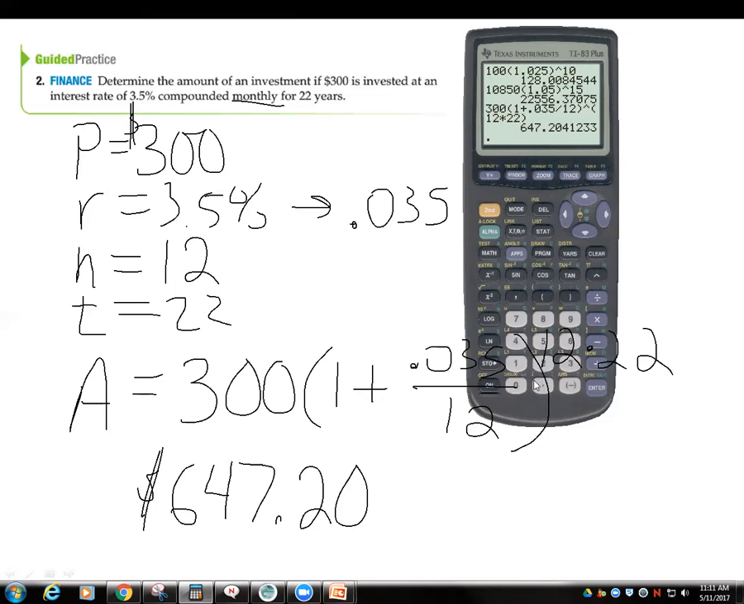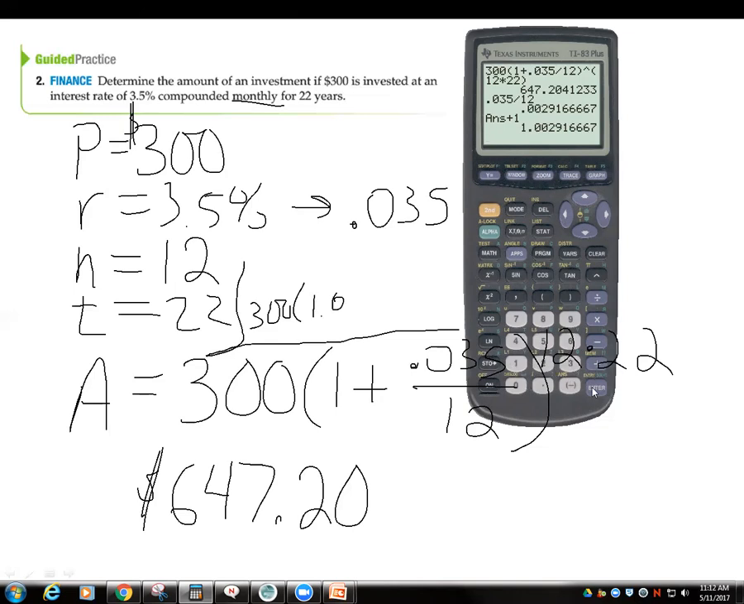Let me show you another way to do this. You could do 0.035 divided by 12, and that gives you that number plus 1. So you could think of this as 300 times 1.00292, and then 12 times 22, which is 264. If you divide and add this number together and then multiply to get the exponent first, then you could simplify the problem a little bit.